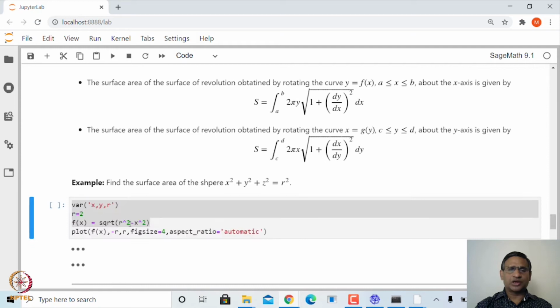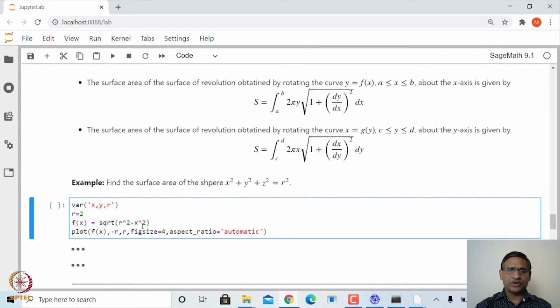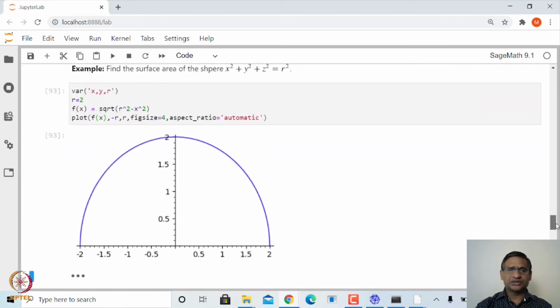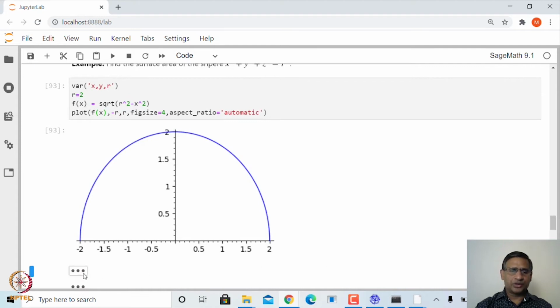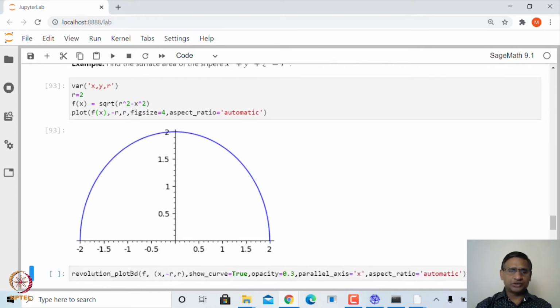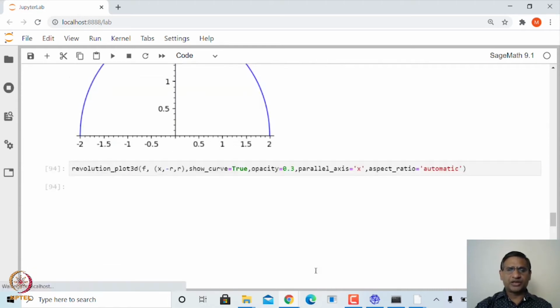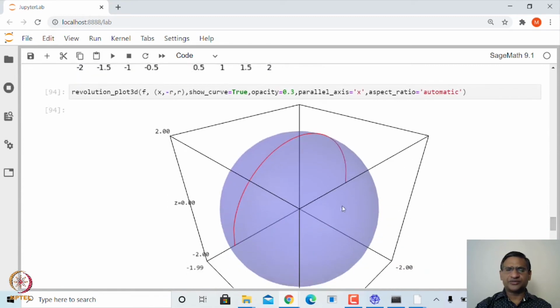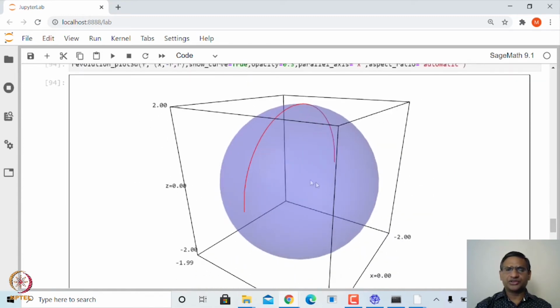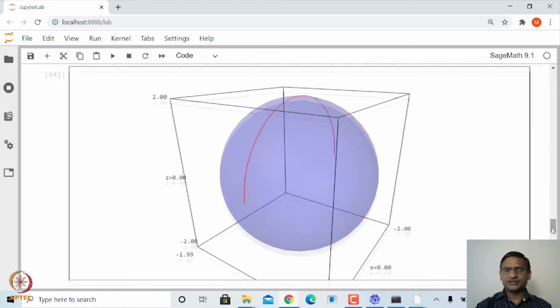Now, this sphere you can actually obtain as a surface of revolution by revolving, let us say, the upper semicircle from minus r to r about the x axis. So, if I define a function f(x) equal to square root of r square minus x square and plot the graph, this is the graph of the semicircle. If you revolve this, drawing the 3D revolution plot of this curve about the x axis, you will get a sphere. That is the sphere, and this is the curve which is rotated like this about the x axis.